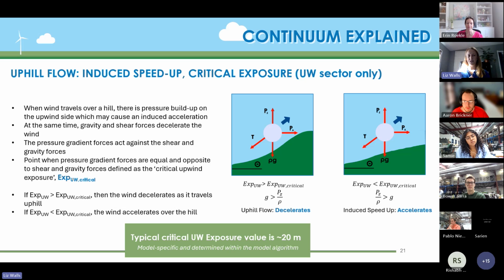So in uphill flow, we have that term again, critical upwind exposure, that defines the transition point between when you have your induced speed up and when you have uphill flow where the wind actually slows down as it travels up, fighting against gravity. A typical value for the critical upwind exposure is about 20 meters or so. As Erin mentioned briefly earlier, in the continuum model, all these coefficients, including the critical upwind exposure, are found using a site calibration / machine learning technique, which we'll explain in depth in a future session. But just know that in general, 20 meters-ish is typical for critical upwind exposure.